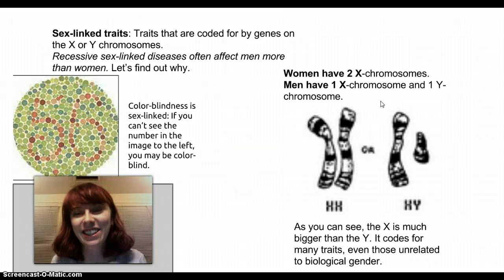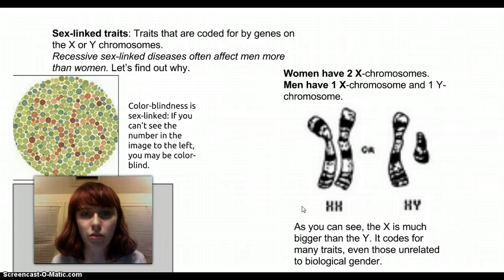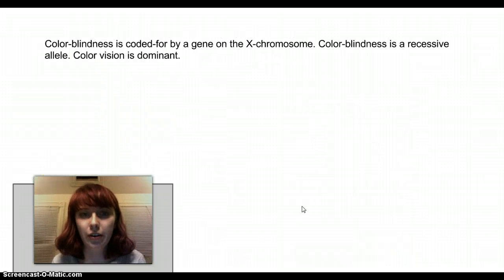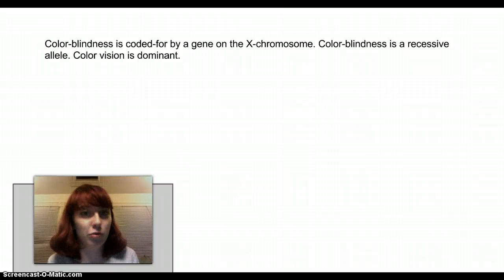Alright, so as you know, women have 2 X chromosomes. Men have 1 X chromosome and 1 Y chromosome. That's the Y chromosome, super tiny. The X chromosome is much bigger than the Y chromosome. It codes for all sorts of traits, even those unrelated to biological gender. So color blindness is coded for by a gene on the X chromosome. Color blindness is a recessive allele and color vision is dominant. This makes sense evolutionarily. Color is helpful for seeing things, finding prey, taking shelter, etc.